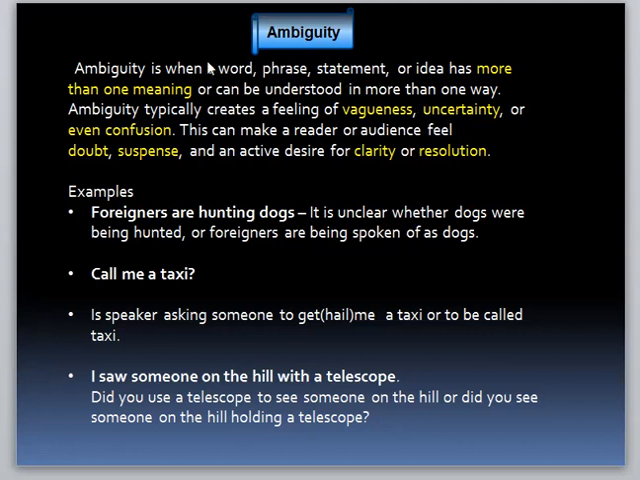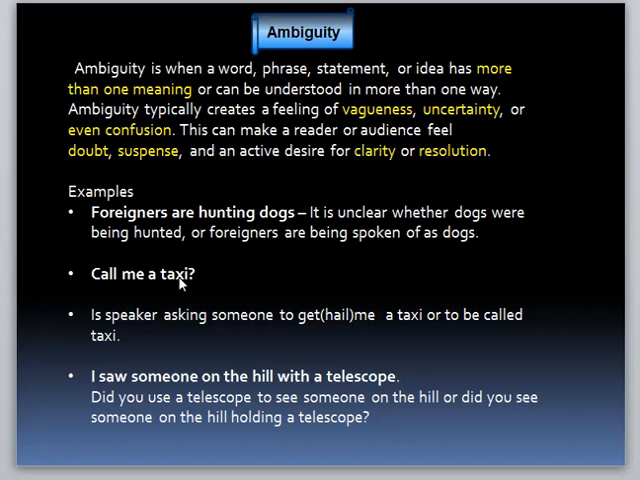So in that case, that device is called ambiguity, when a word, phrase, statement, or idea has more than one meaning. Let's see the examples. Foreigners are hunting dogs. Now it is unclear whether dogs were being hunted or foreigners were being spoken of as dogs. So this is confusion. Call me a taxi. Someone says, call me a taxi. Here the speaker wants someone to get a taxi for him, or he wants to be called a taxi. So this is a little confusion, right?